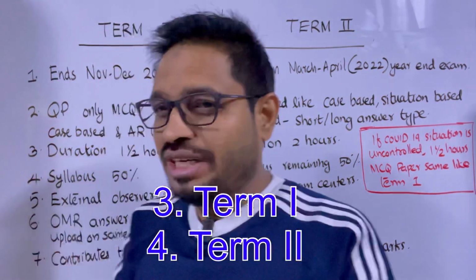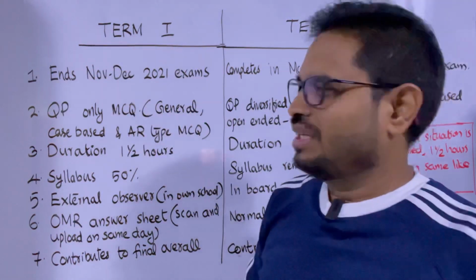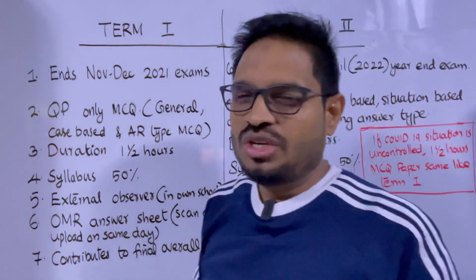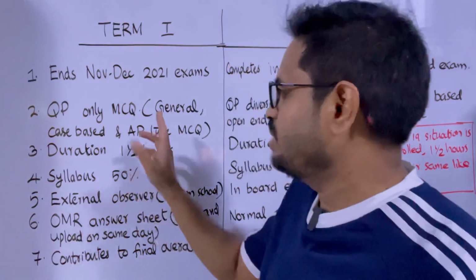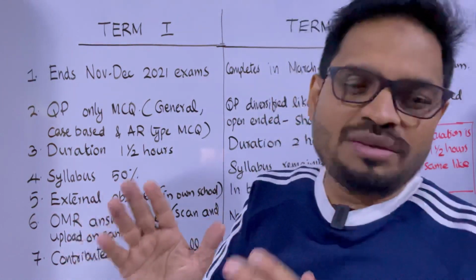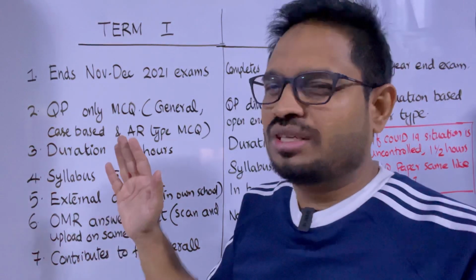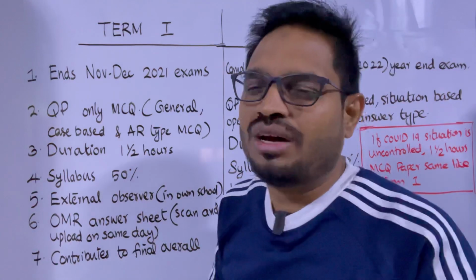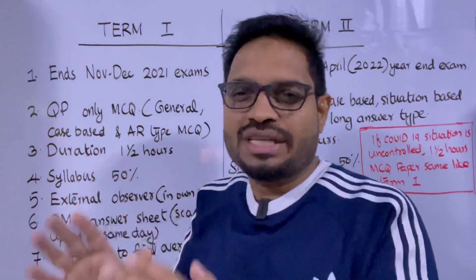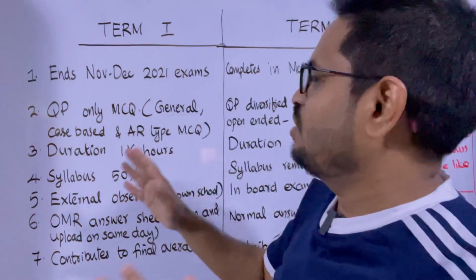Let us get into the depth and understand by a comparison. Here comes term 1. Term 1 ends with the November-December 2021 exams. At the end of the year, in a period of 4 to 8 weeks between November and December, CBSE will be conducting exams throughout the country wherever schools are available, and the question paper is provided by the board itself. So it is overall like a board exam, and that is the end of term 1.